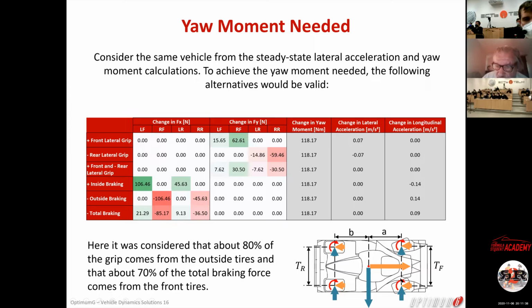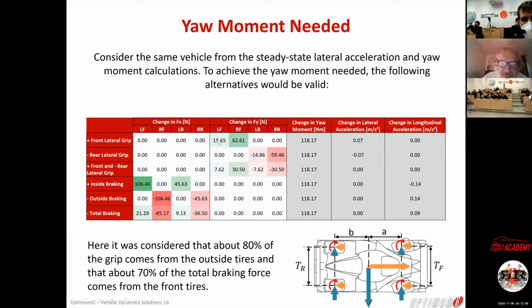The yaw moment is what? The 2 front grip multiplied by A minus the 2 rear grip multiplied by B. To increase the yaw moment, you can either increase the front or decrease the rear. That's, by the way, the reason why some rally drivers pull the handbrake. They pull the handbrake because by decreasing the rear grip, they are going to be able to enter the corner faster.